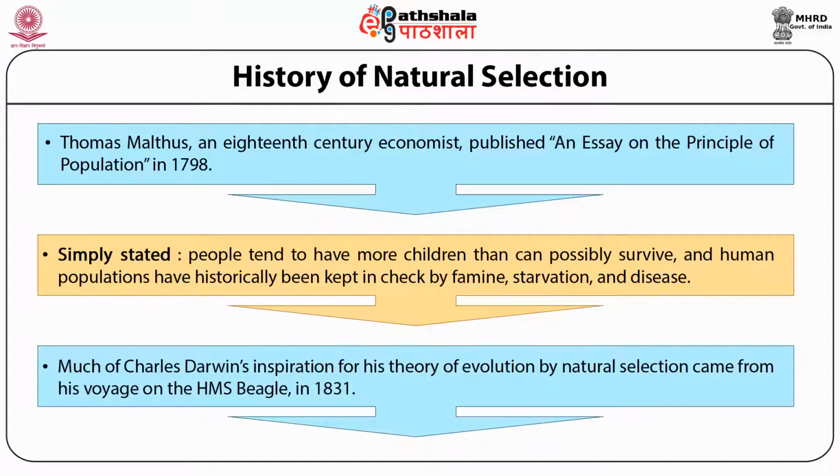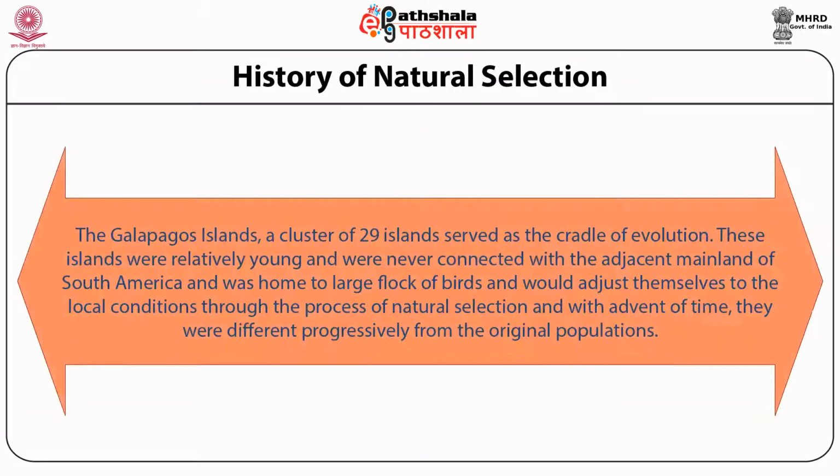Much of Charles Darwin's inspiration for his theory of evolution by natural selection came from his voyage on the HMS Beagle, which started in 1831. The Galapagos Islands, a cluster of 29 islands, served as the cradle of evolution. These islands were relatively young and were never connected with the adjacent mainland of South America, and were home to a large flock of birds that adjusted themselves to the local conditions through natural selection and, with the advent of time, became progressively different from the original populations.